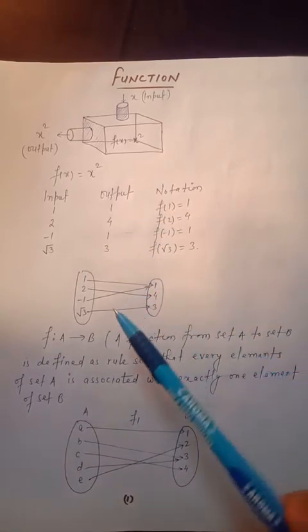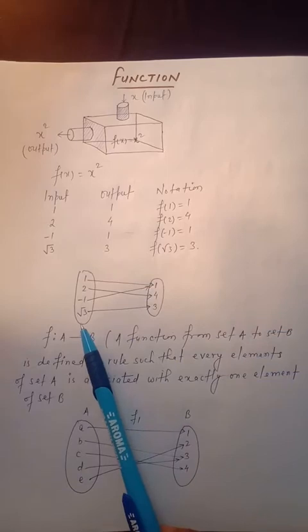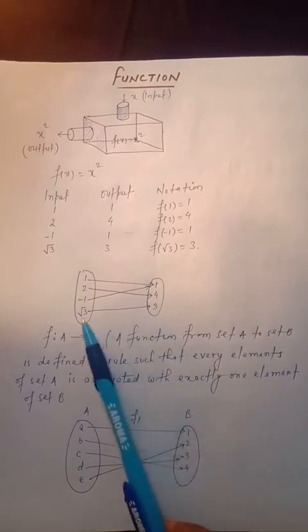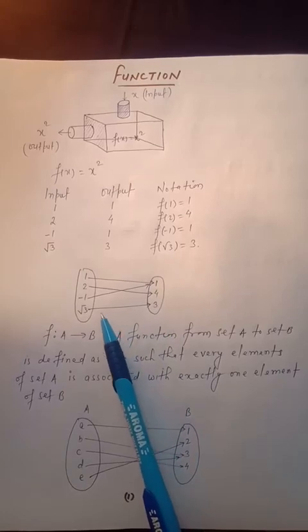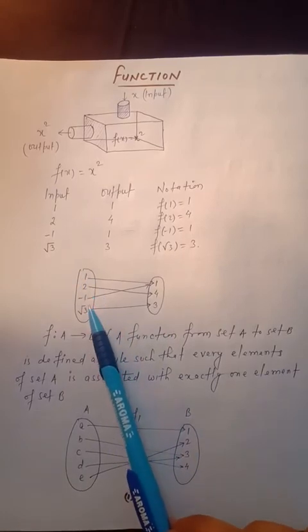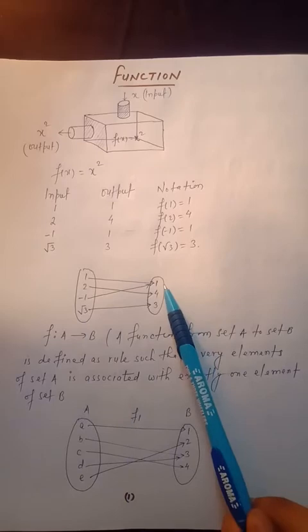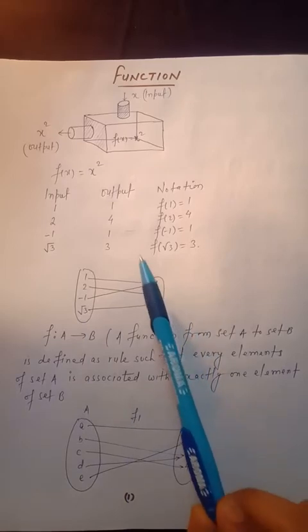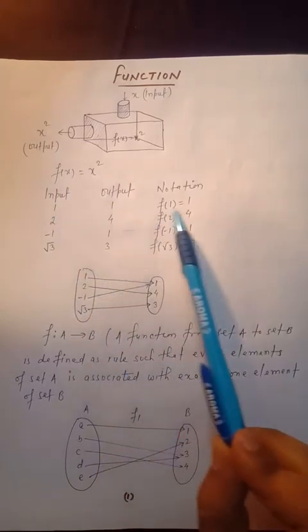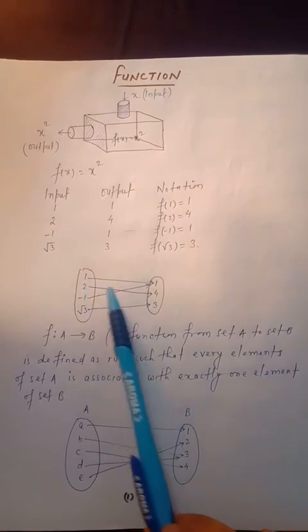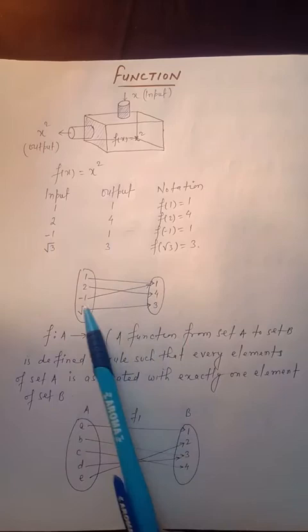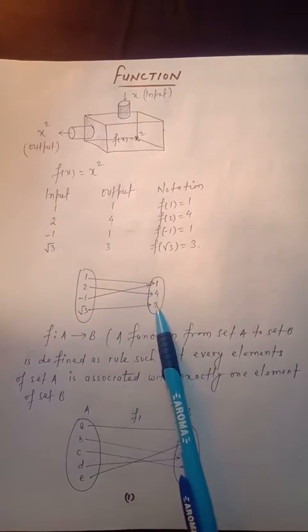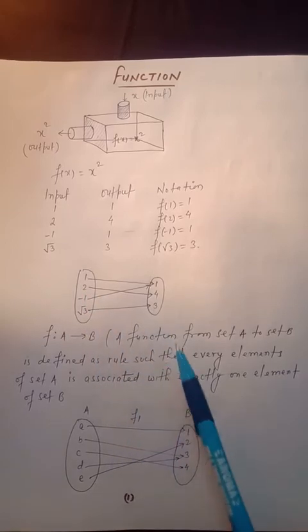Here I have shown these inputs and outputs in the form of correspondence. These are our inputs 1, 2, minus 1 and root 3, and the outputs are 1, 4 and 3. You can observe this input 1 is related with 1, and this minus 1 is also related to 1. Similarly root 3 is related to 3, and 2 is related to 4.